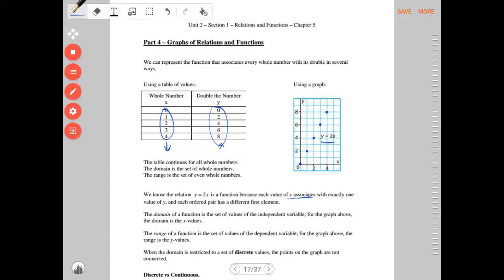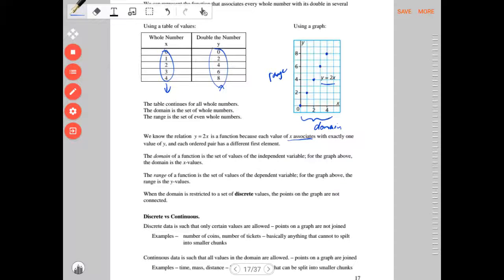Now, the domain of the function is the set of values of the independent variable. For the graph above, the domain is the x values. So the domain is all these values. The range then is all the y values, the dependent variable. For the graph above, the range is the y values. When the domain is restricted to a set of discrete values, the points on the graph are not connected.